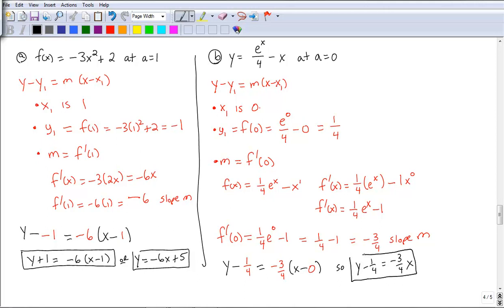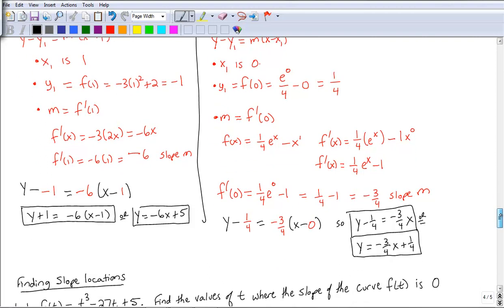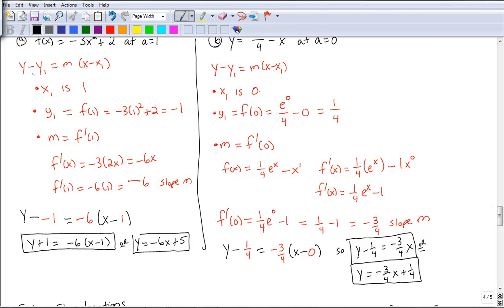Which is the point-slope form, which is completely acceptable. Or if you solve this and you want to write it in slope-intercept form, you get y equals -3/4 x plus 1/4. Both of those are perfectly acceptable equations for me. Point-slope, slope-intercept, either one would work. So there's the idea. y minus y1 equals m(x minus x1). Our given value is x. Plug it into the function for y, plug it into the derivative for m. And those are the equations of those tangent lines.